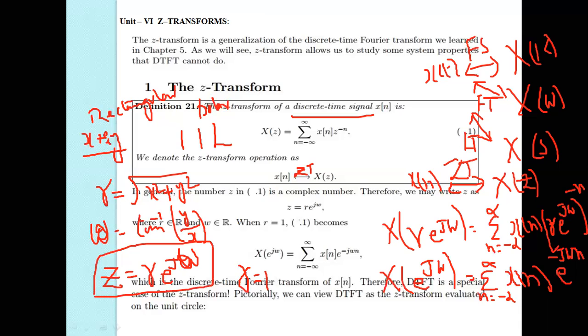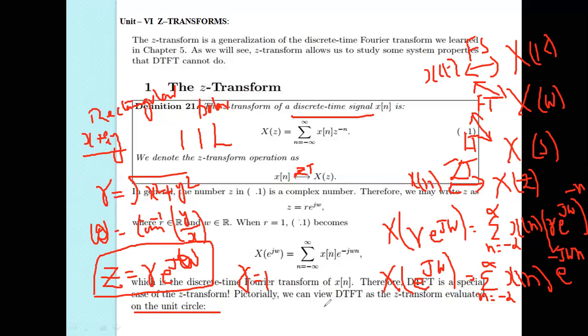Observe here, the right hand side is similar to the Fourier transformation, but the time here is discrete time, which is the discrete time Fourier transform, the DTFT, of x of n. Therefore, discrete time Fourier transform is a special case of Z transform. Pictorially, you can view the discrete time Fourier transform as the Z transform evaluated on the unit circle.